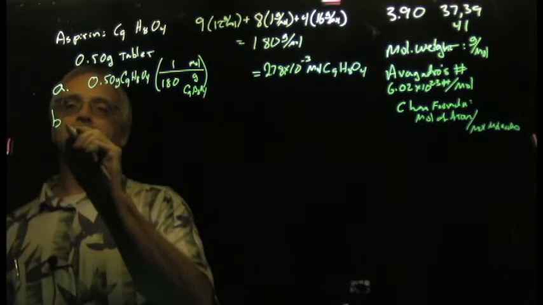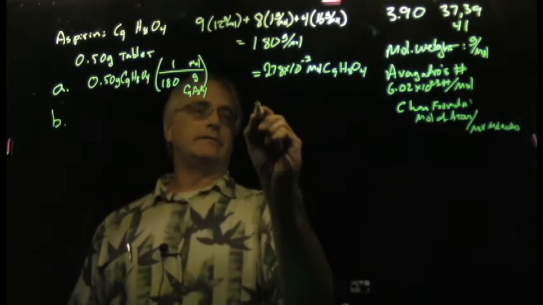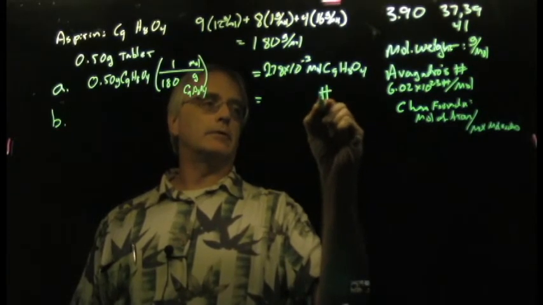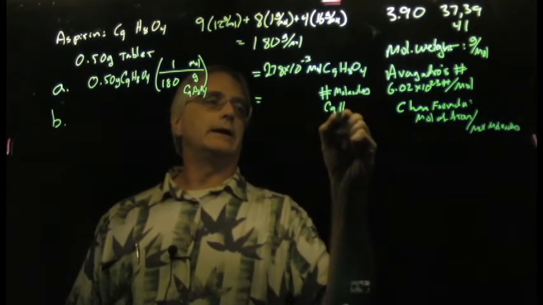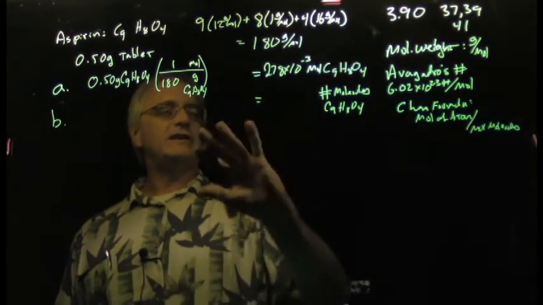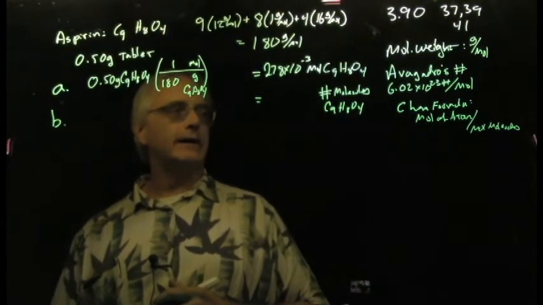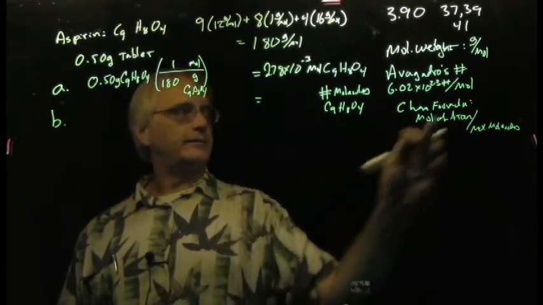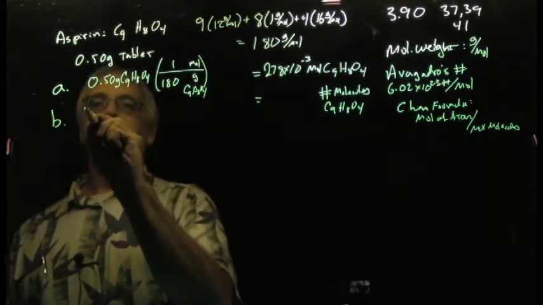Part B. Part B says, okay, what's the number of molecules? So when part B is done, we are going to have a number, and it will represent literally the number of molecules of C9H8O4. Number of molecules. You just know when you see that wording anywhere in a problem that your dear, dear, dear friend Avogadro's number is going to play a role. What does it connect? Number of things, which is what we're after, to moles, which we've already calculated. How about that? So let's start with that one.